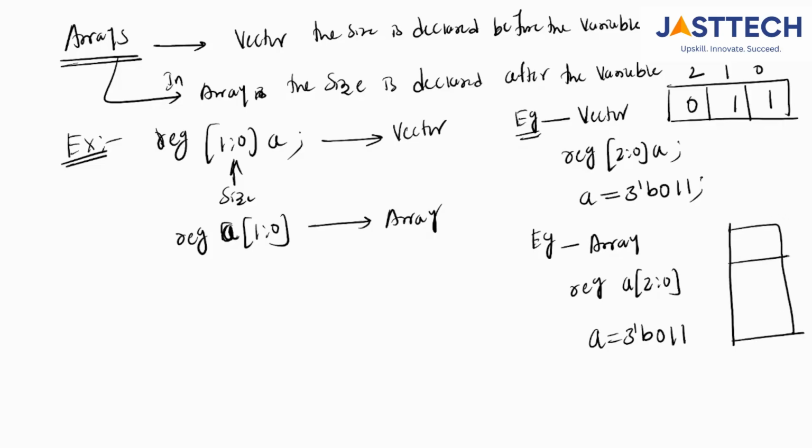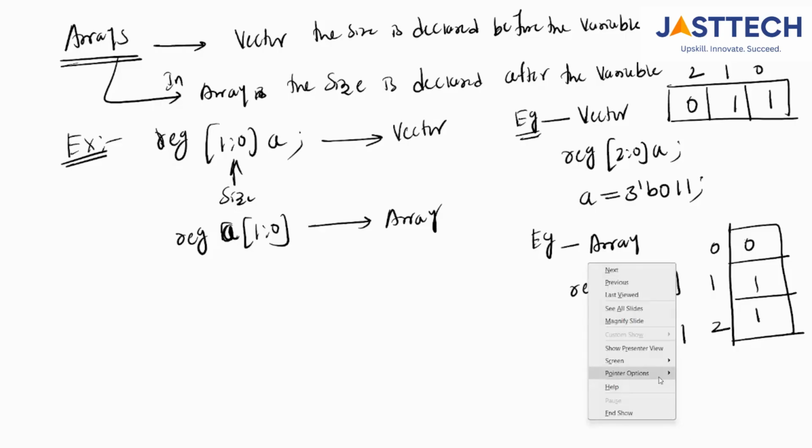Okay, so this is location 0, location 1, and location 2. Like this, 1 1 0 it will store. Like this it will store. For storing the values inside the array, we need to use indexing. Okay, for storing this we need to use indexing.